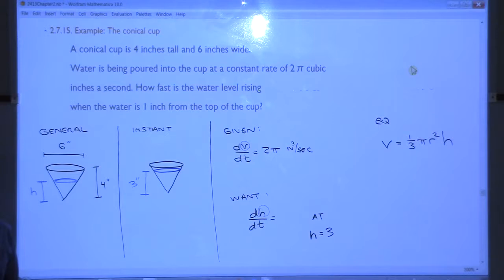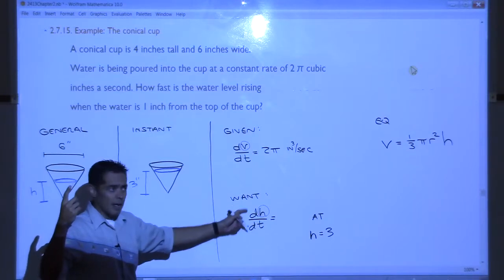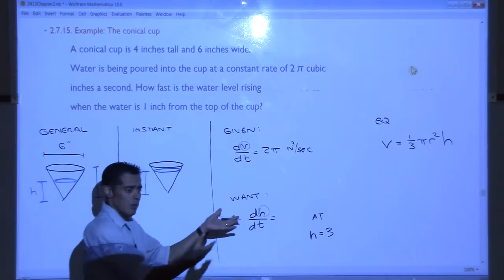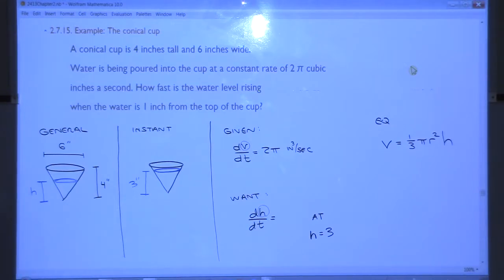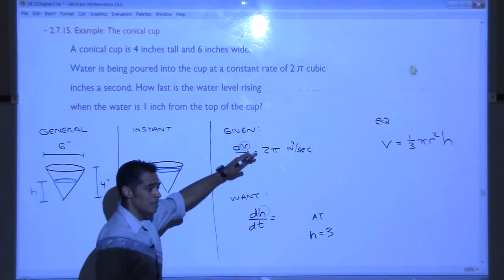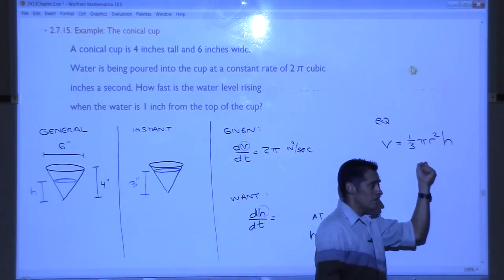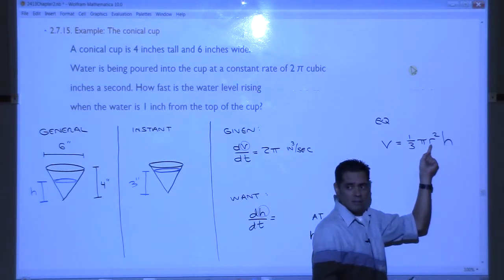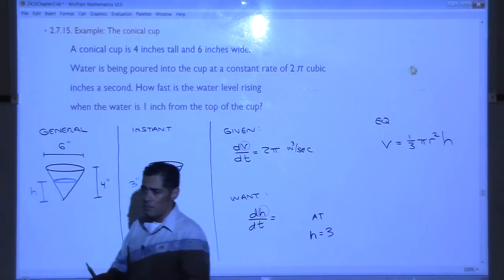Does it have V in the equation? Yeah, and that's good, right? Does it have H in the equation? Yes, that's good because we want to know what dH/dt is. But what's wrong with it? Yeah, we don't know what R is, right? We don't have any information about dr/dt. And we know that if we take the derivative of this, we're going to get a dr/dt, right? Because R is not constant. The radius changes. As we start pouring water into this, that radius changes.